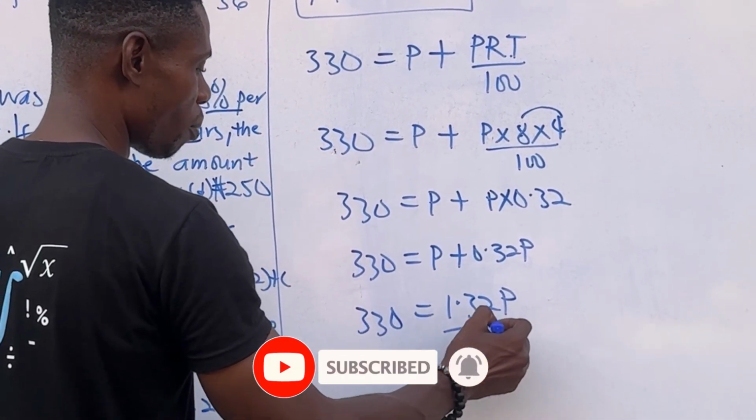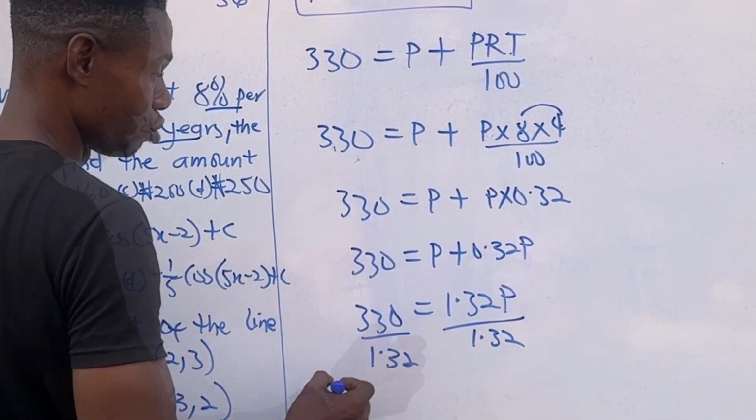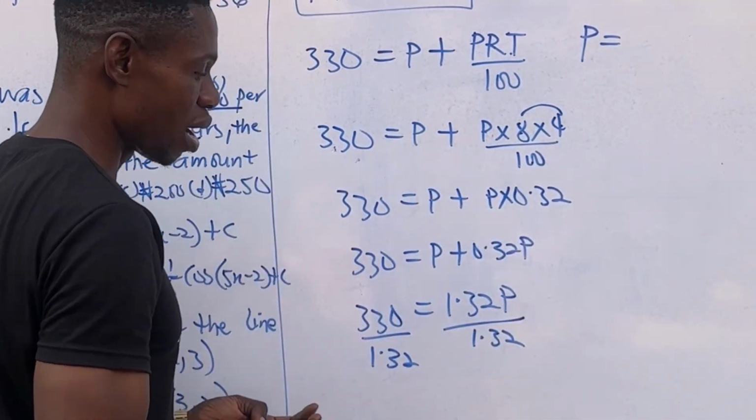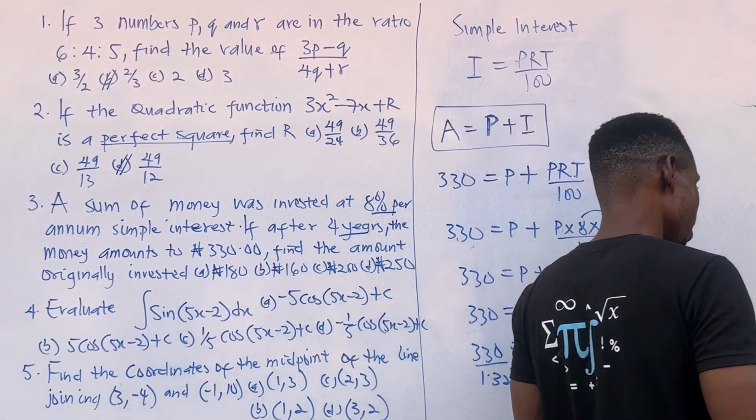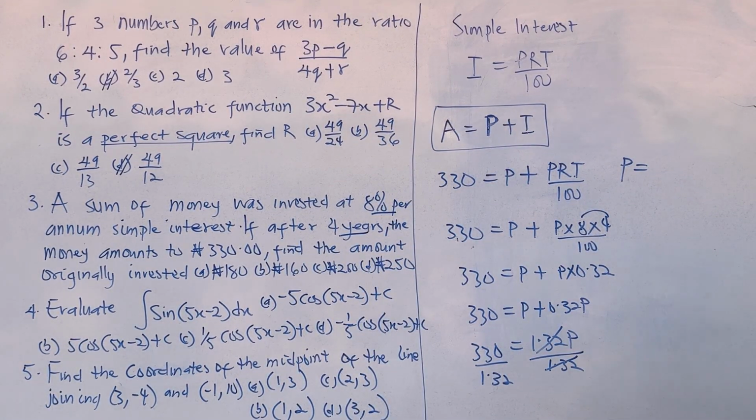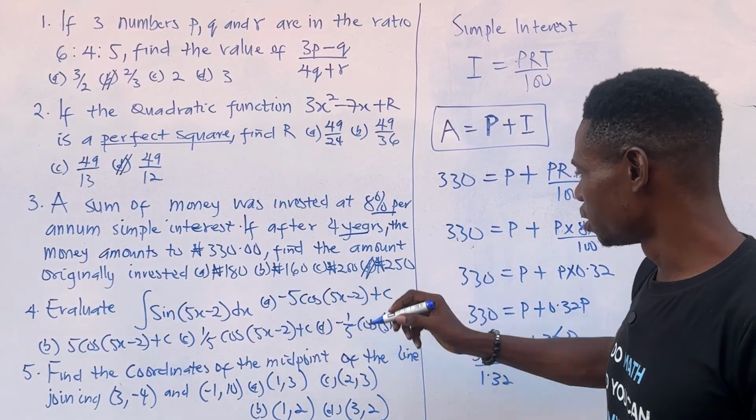So if we divide both sides by 1.32, our P will be equal to... remember, our exam allows us to use a non-scientific calculator. So let's do that quickly. I have one here. So clear. 330 naira divided by 1.32, and that gives us 250. So the amount originally invested is 250 naira, and that will be option D.